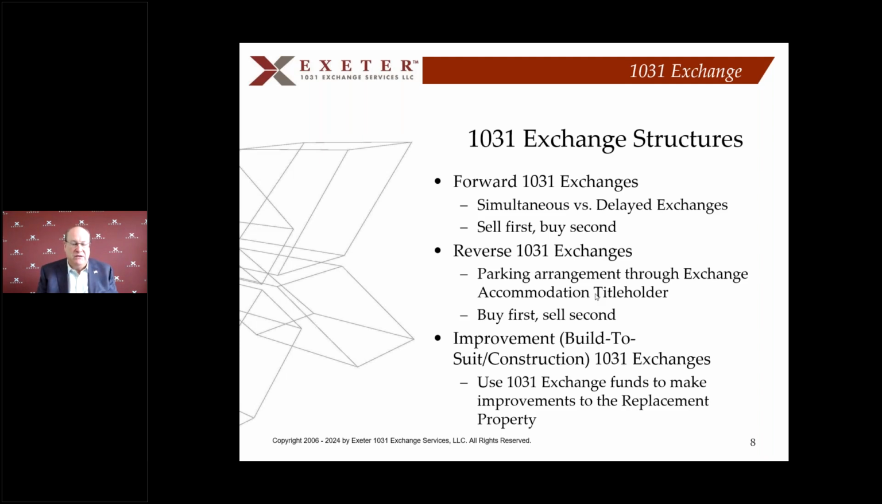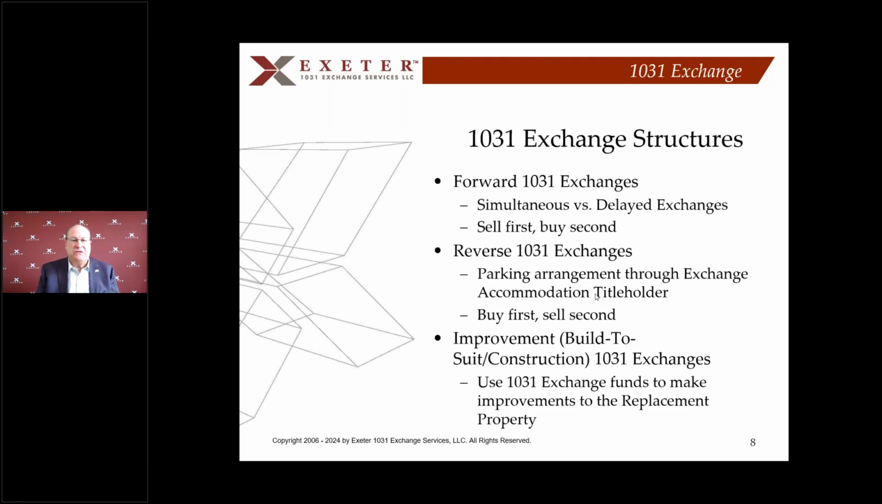The other subcategory is a delayed exchange, and that is by far the most common, where you actually sell and close on the sale of your current property, and then you identify what you're going to acquire during the 45-day window. We'll talk more about that. And then you have 180 calendar days total to actually close on the purchase. So you're selling first, purchasing second.